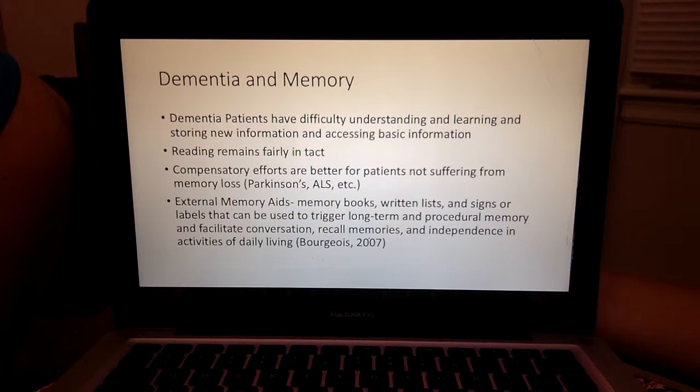Compensatory efforts are better for patients not suffering from memory loss, so we're going to stray away from compensatory efforts with our dementia patients. We're going to use these more with Parkinson's and ALS patients. We're also going to use external memory aids for dementia patients. Here we have a list of what kinds of items that could be: signs, picture cards, memory books, recall memories, and independence in activities of daily living.